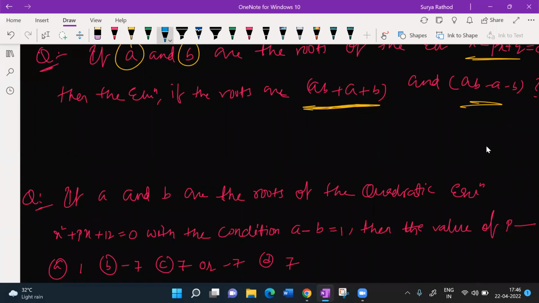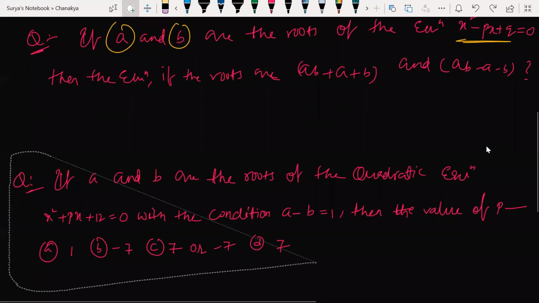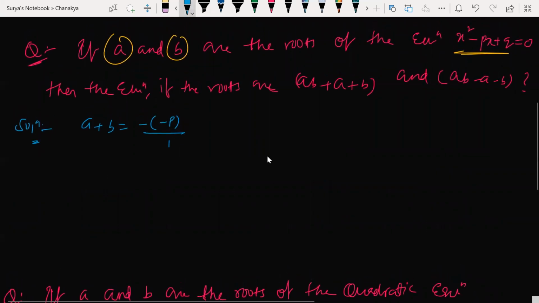Look at this here. A and B are the roots of the equation x square minus px plus q is equal to 0. If the roots are these, then what is the equation going to be? First of all, let me just drag this question down somewhat. So a plus b is what? A and b are roots, so the sum of the roots formula is minus b by a. Minus b is nothing but minus p by a, so a plus b is going to be p, and ab is going to be q.